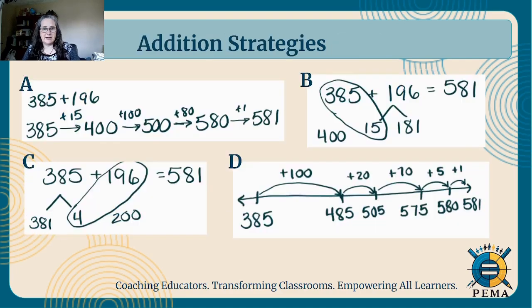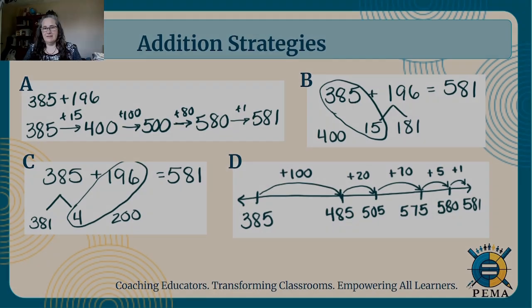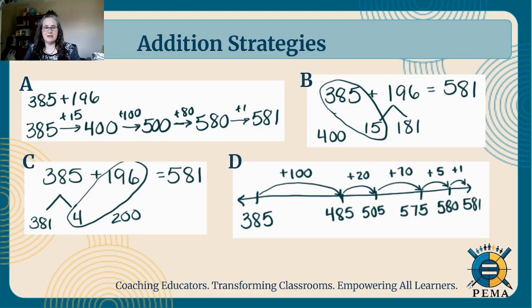So here's some strategies that we've spoken about in the last videos that you watched earlier in this topic. Take a minute, maybe pause the video and see if you can name what strategy is being used in each image. Go ahead and hit play when you're ready. So you might have noticed that strategy A, or image A here, is counting on. And they added 15 to get to 400, then 100 to get to 500, then 80, then 1.